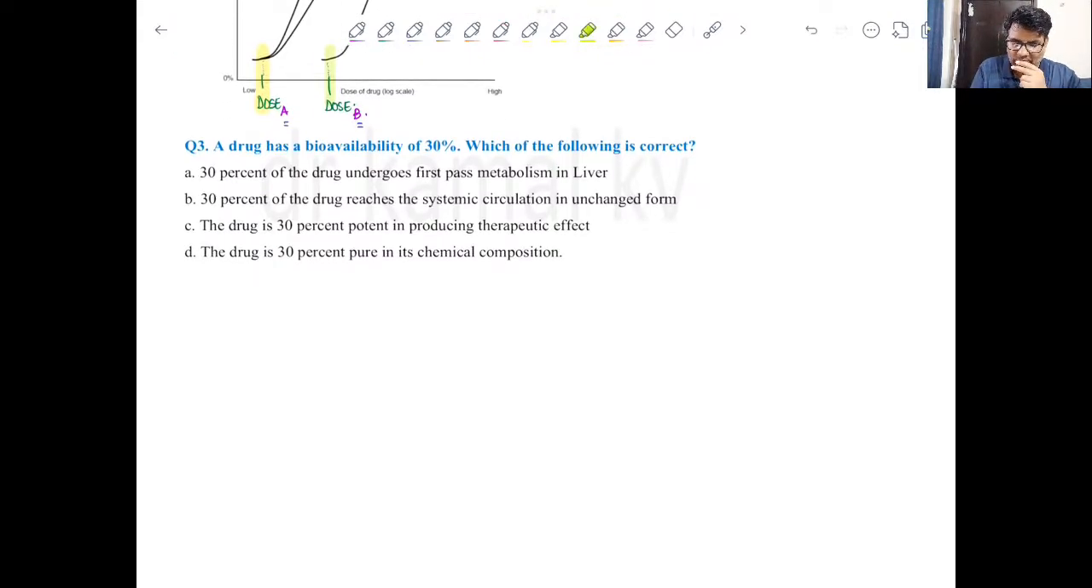Now the next question is about bioavailability, and it is being said that there is a drug which has 30% bioavailability. Now what does this mean? Bioavailability is the amount of the drug which is finally there in the blood and is available to produce the effects of the drug, right? So that is known as bioavailability.